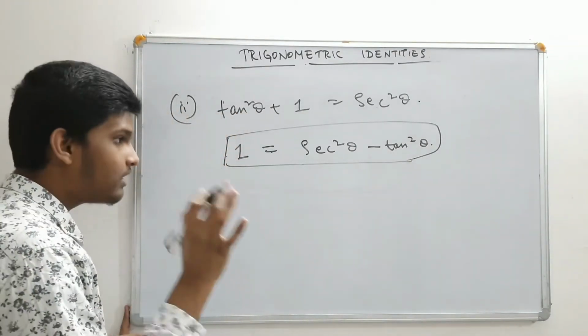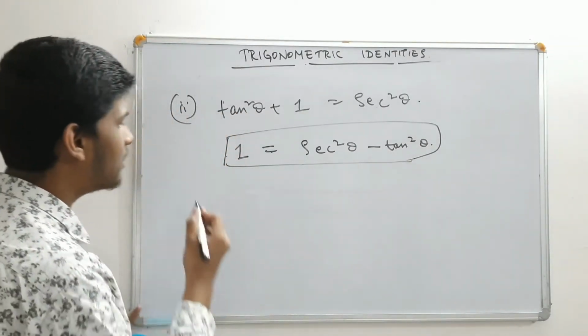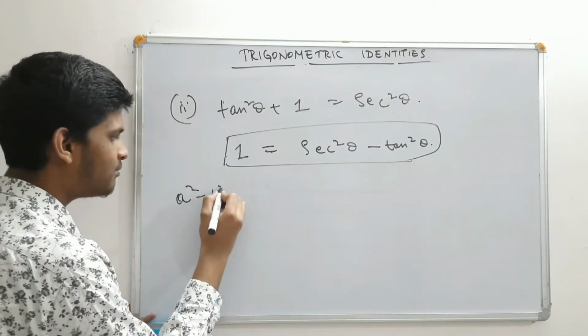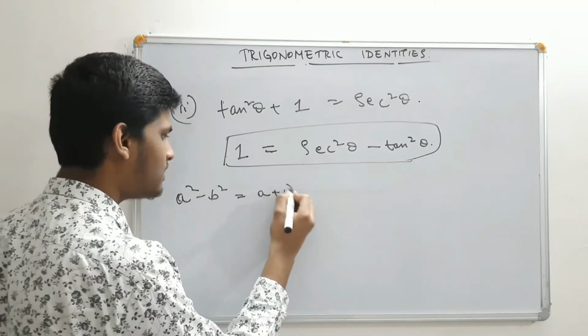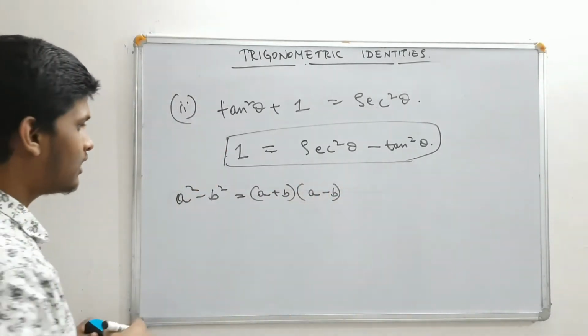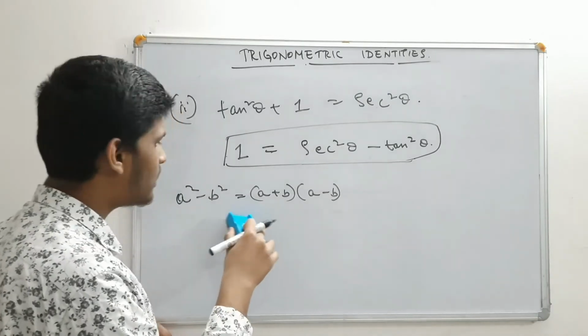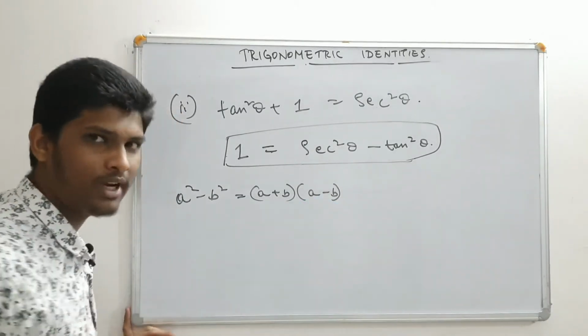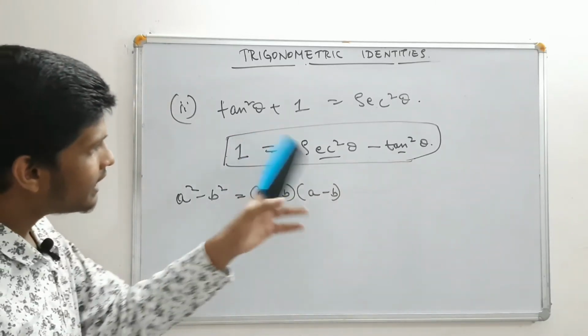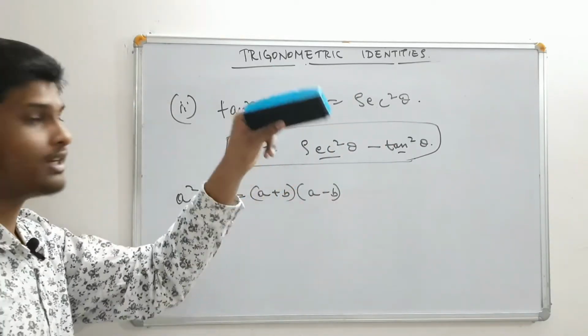And note here, we can get one more thing. Do you remember this formula? a square minus b square is equal to (a plus b)(a minus b) in algebra, right? So if you see here, this is a and this is b, assume like that. So you get a square minus b square, that is secant square theta minus tan square theta.